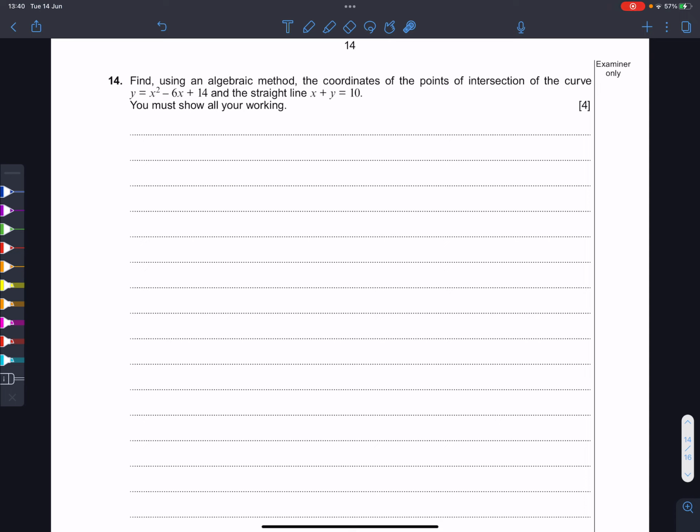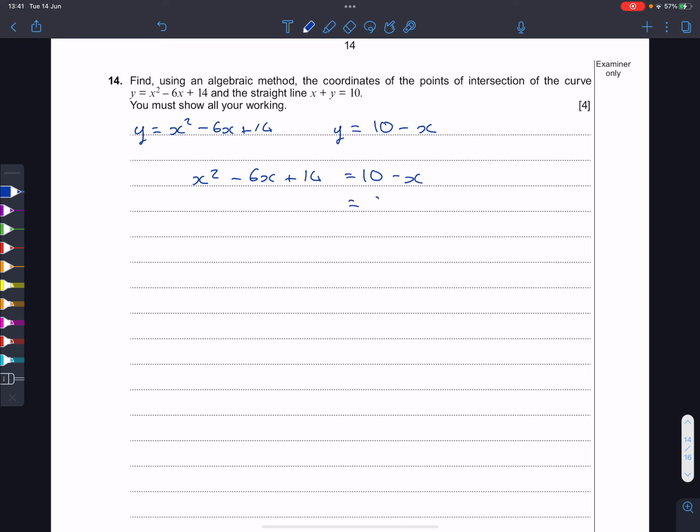Now, at those points of intersection, they will have the same value of x and the same value of y. So I already know from the equation of the curve that y is equal to x squared minus 6x plus 14. Now for the second one, I can get an expression for y as well. If I take x off both sides, I know that y is equal to 10 minus x. And where this line and curve meet, I know that the y values have to be the same because they meet at the same point. So if I want to find out what value they are, I can put these two expressions for y equal to each other. So x squared minus 6x plus 14 equals 10 minus x.